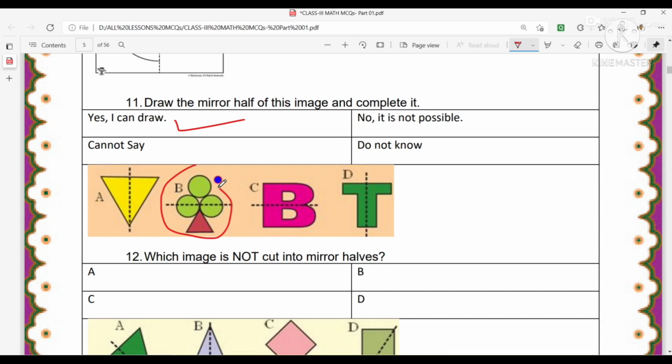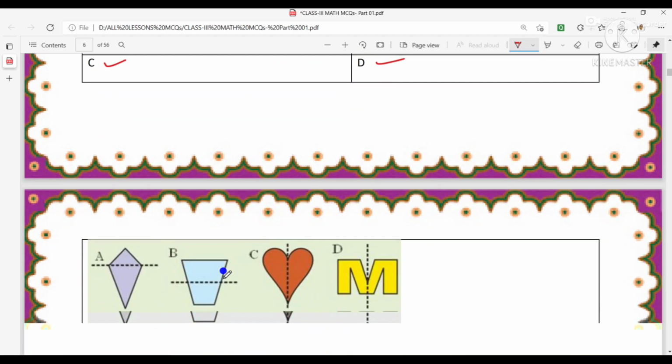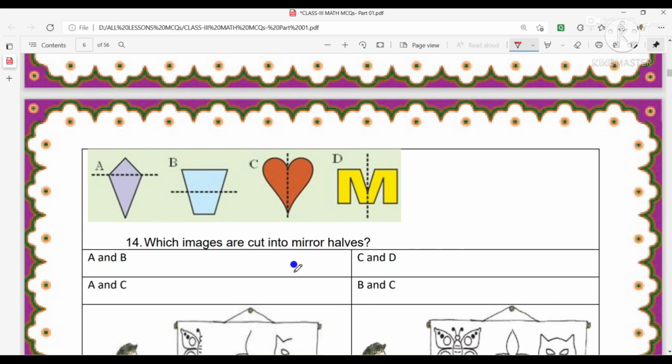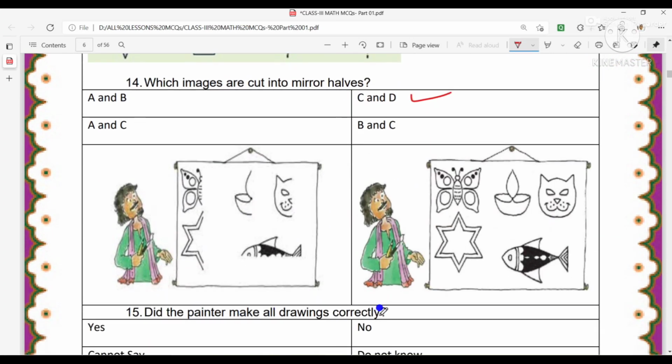This one, B. Which image is not cut into mirror halves? This one, right? And this one also. This is also not cut into mirror halves. C and D also. Next, which images are cut into mirror halves? This one and this one, C and D.